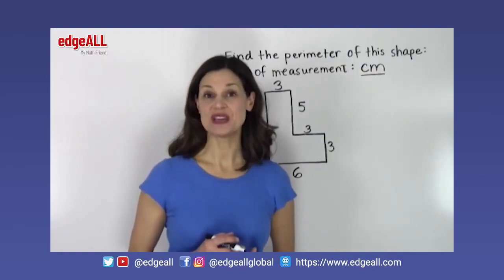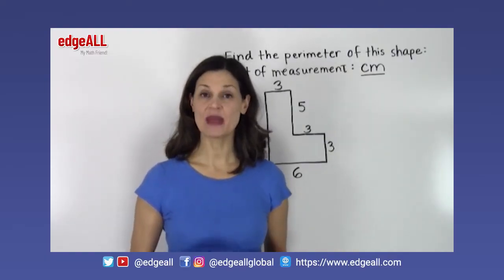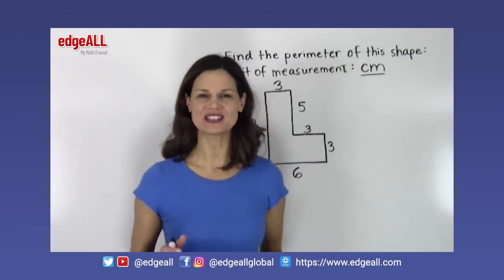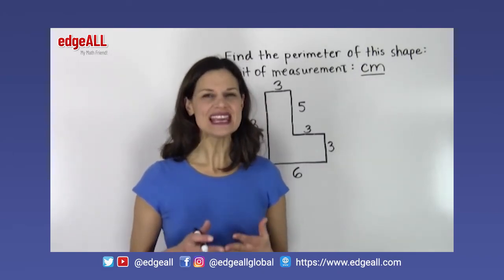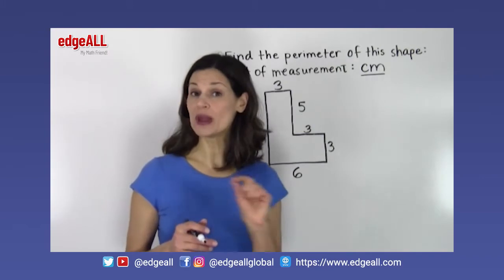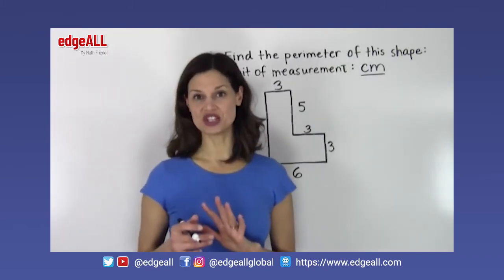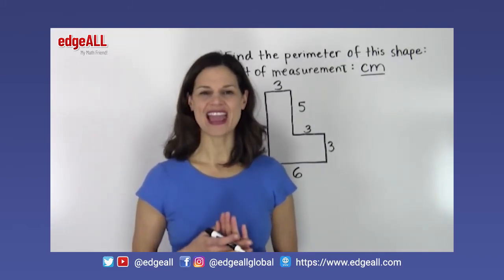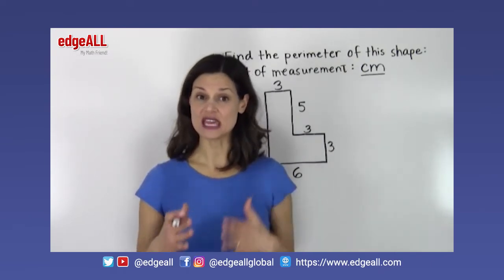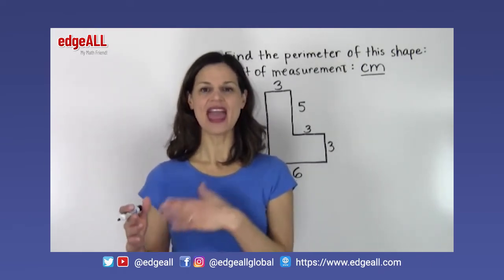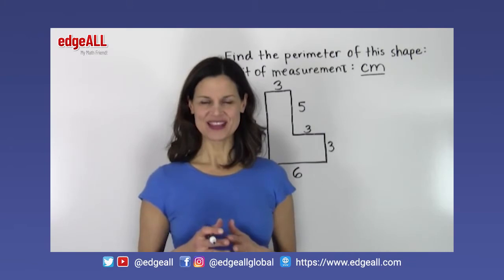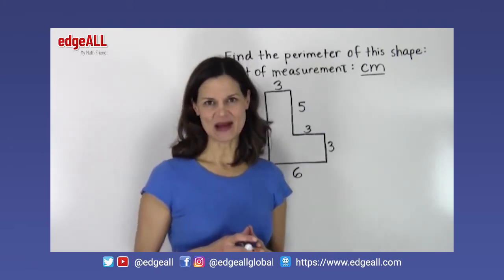All the shapes we see are regular. There are many irregular, complex shapes. There is no easy way to find out the perimeter of such complex shapes. The only way is to measure the length of each side of the shape and add them all together. Let's take a look at an example.